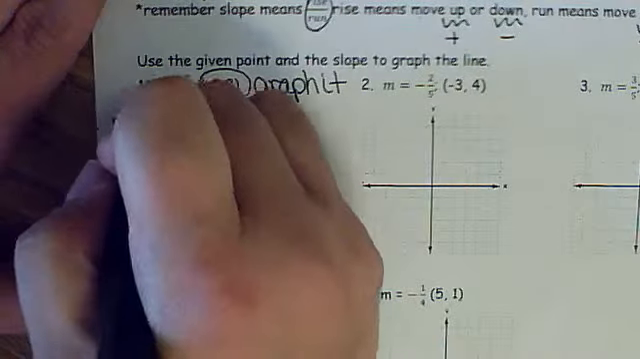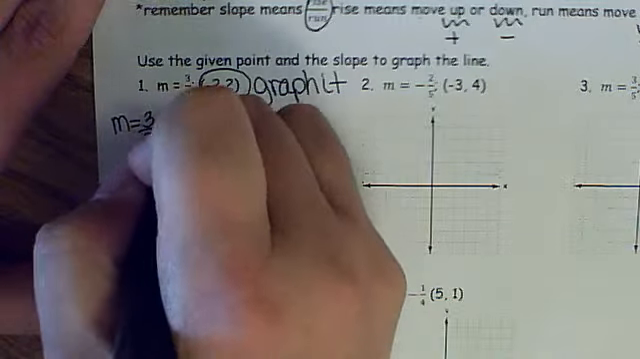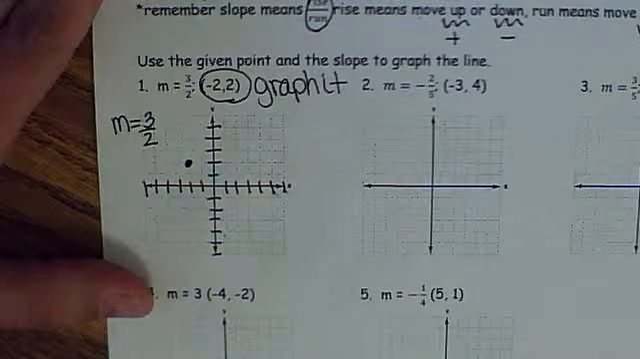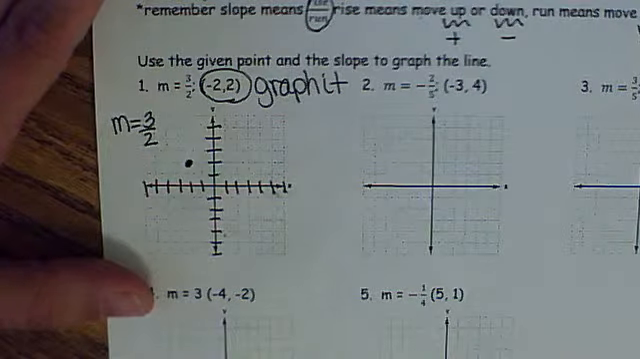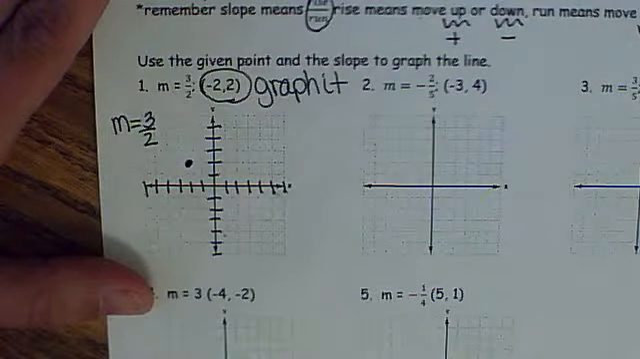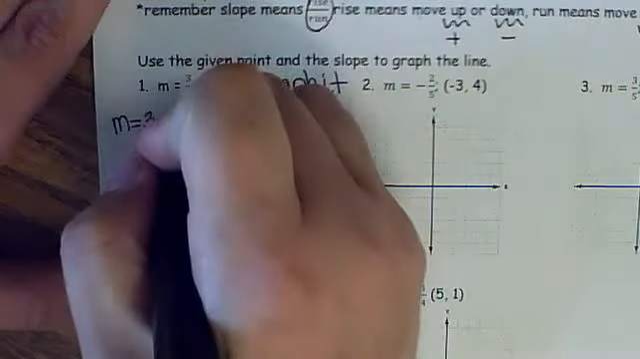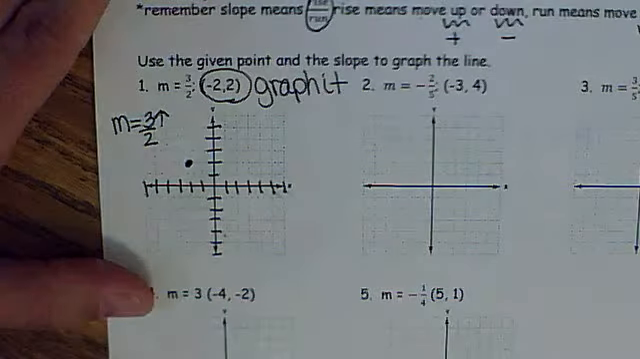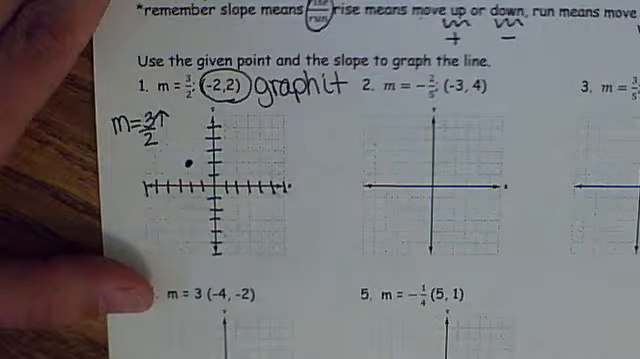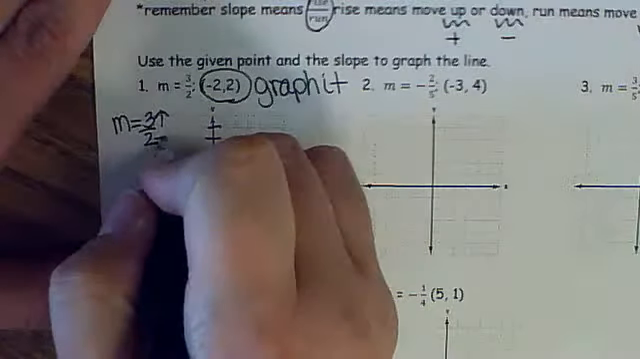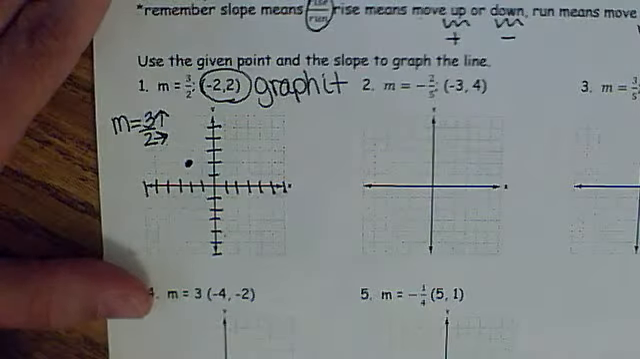My slope is 3 over 2. Remember, slope is all about moving. The top number is the rise, so it tells you to move up or down. Because that 3 is positive, we're going to move up, so I'm going to put a little up arrow by the 3 so I remember that. The 2 is the run. That tells you to move left or right. Because 2 is positive, I'm going to move to the right. So again, I put a little arrow.